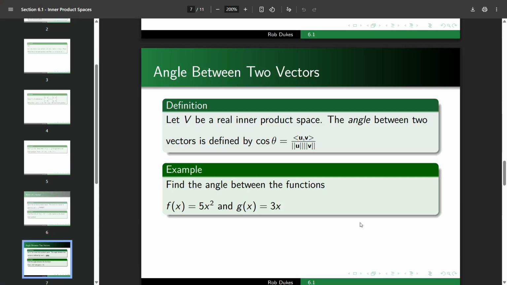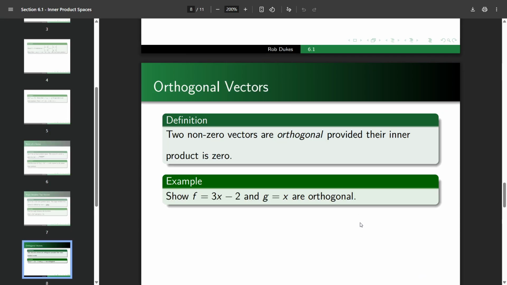Okay. And so then we say, what else do we know? Well, we know orthogonality. Natural thing to say is that in Rn, it's when the dot product is 0. So in general spaces, it's when the inner product is 0. Let's show these two things are orthogonal.